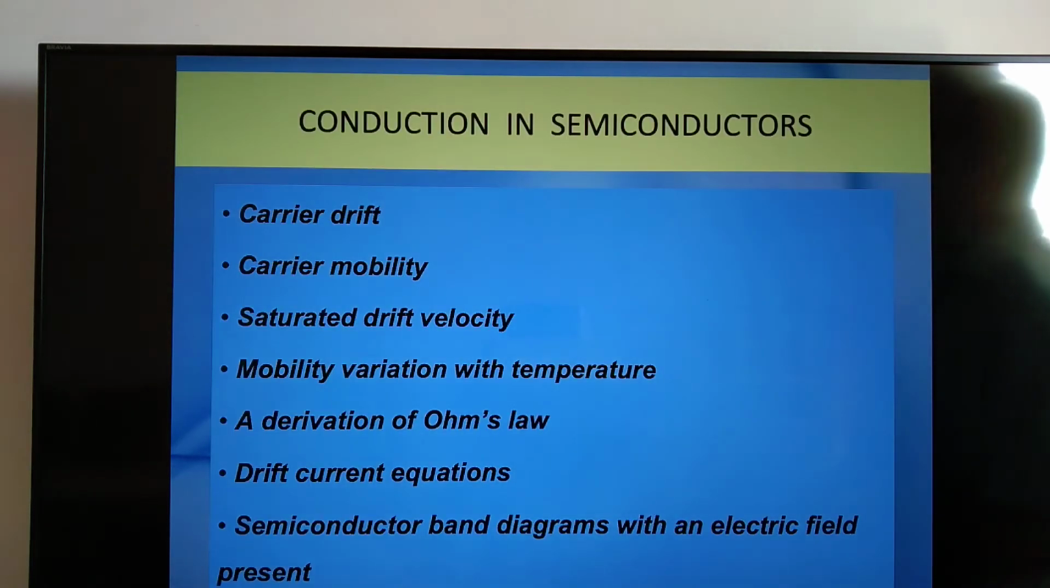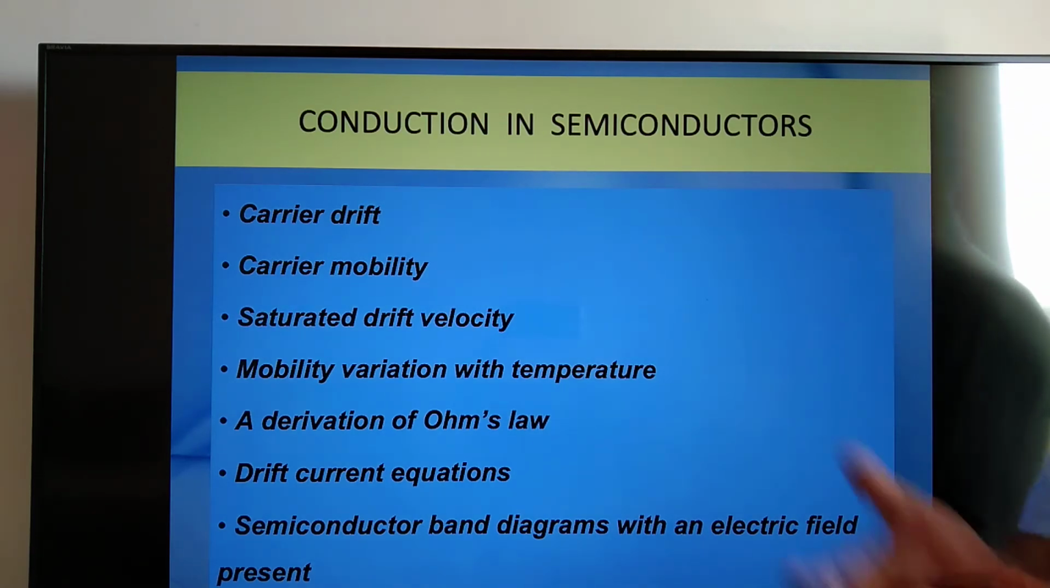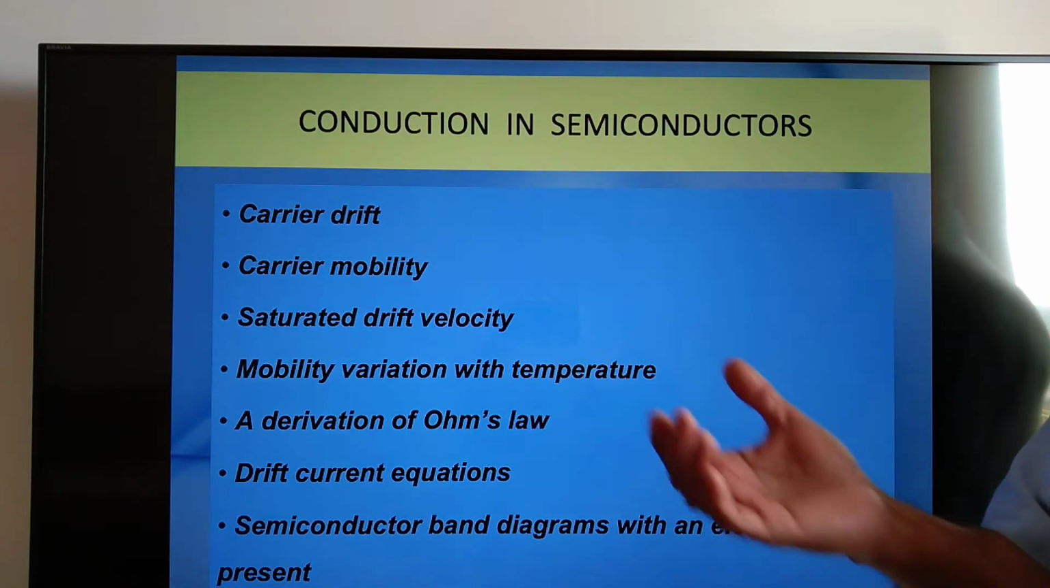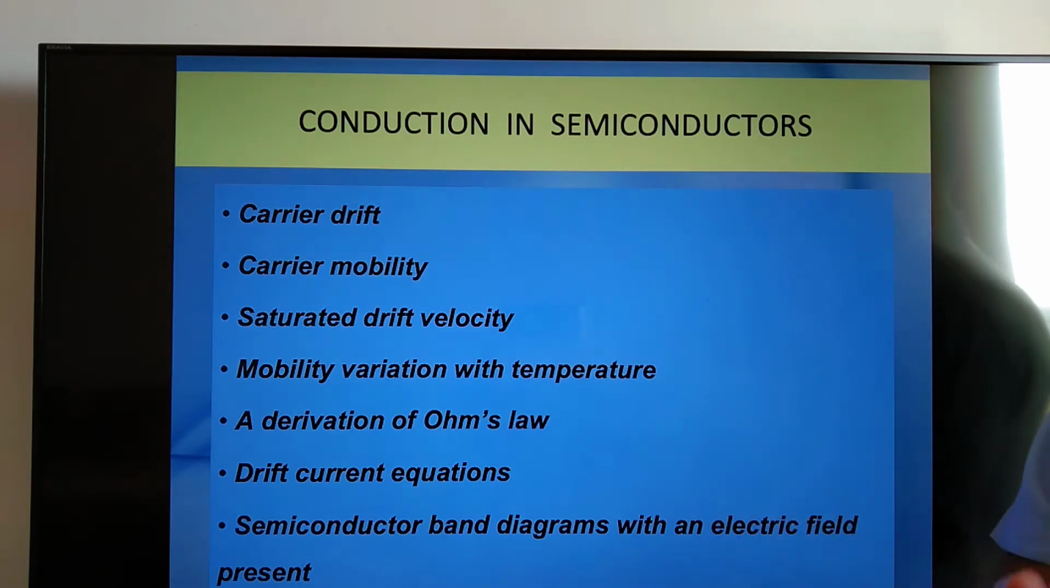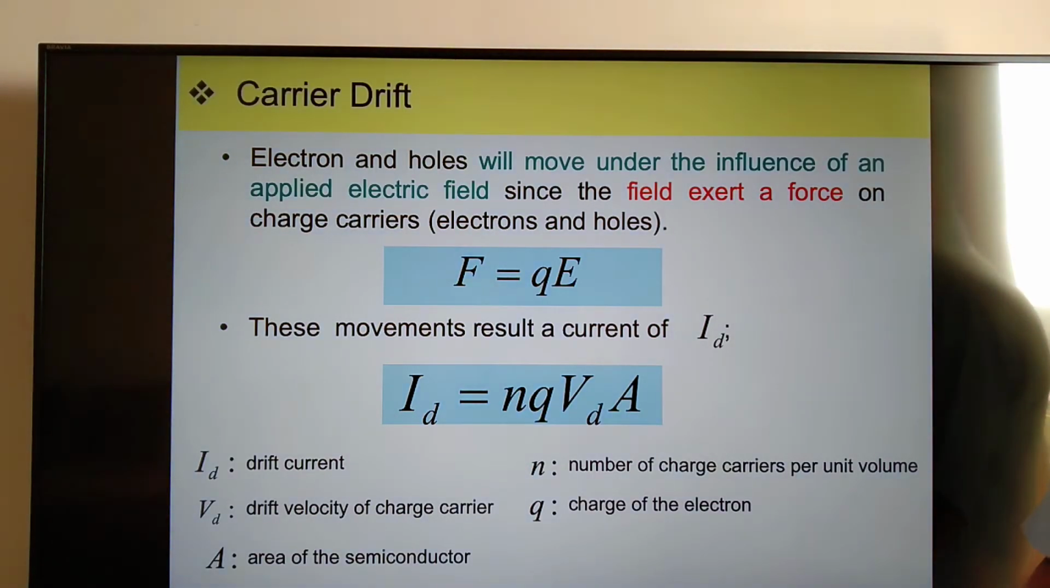First of all, under this section I'll cover the subsections: carrier drift, carrier mobility, saturated drift velocity, mobility variation with temperature, a derivation of Ohm's law, drift current equations, and finally the formation of the semiconductor band with an electric field present. So first see about carrier drift, how it happens.